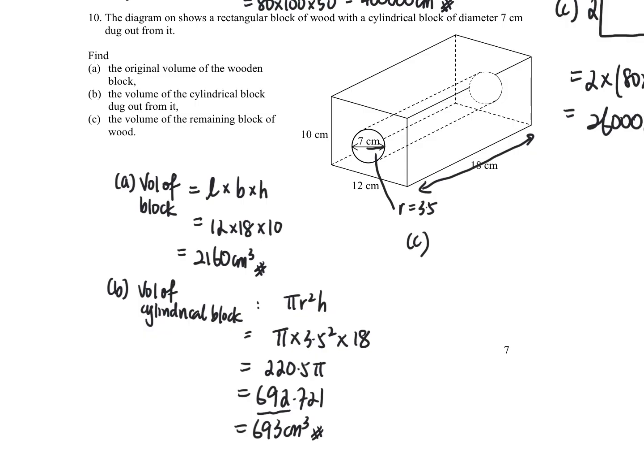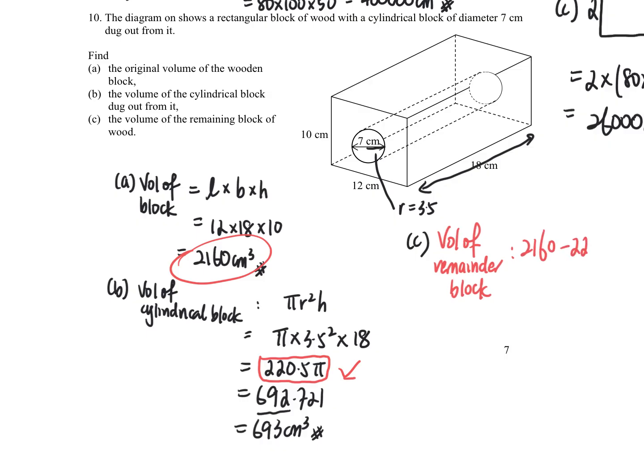Okay, last one. Some of you might ask me, since this one is so nice, can I just leave it like that as my final answer? Cannot, if the question never asks, it's not a final answer. So be careful. Now, the volume of the remainder block: just this one minus this one. I like to leave it like that because it's easy to calculate.